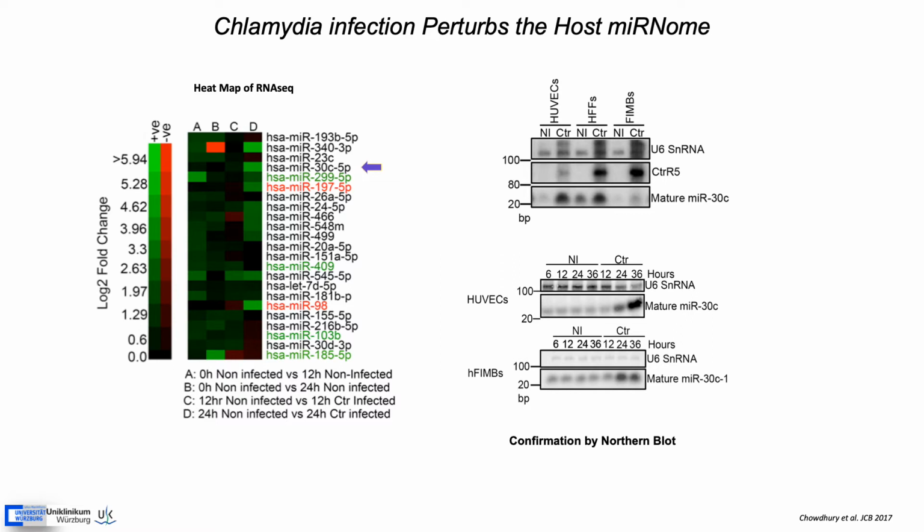On the right hand side, the same was validated by northern blotting in 3 different cell types that confirmed a sharp increase in mature MIR30C levels post 24-hour chlamydia infection.